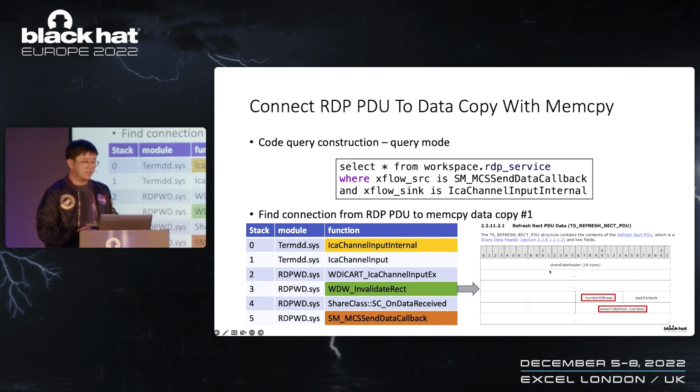And then we connect the RDP PDU to the data copy with memory copy. Like we mentioned before, we have the X-reference handler to find the call path between the RDP PDU data processing function and the data copy function we just found. And we found 2 results. According to the call stack of the first result, you can see there's an interesting function named invalidate rect. According to the function name, we found a specific PDU named refresh rect PDU, which can do the pool spray.